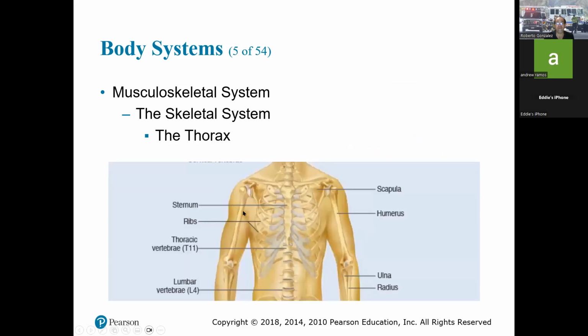Then you have, of course, the sternum, and the sternum is broken down into 3 sections, which is going to be the sternum itself, the manubrium, and then you're going to have your xiphoid process. I think that we mentioned most of these: lumbar, then the humerus is the upper bone, and then you have the ulna and radius.